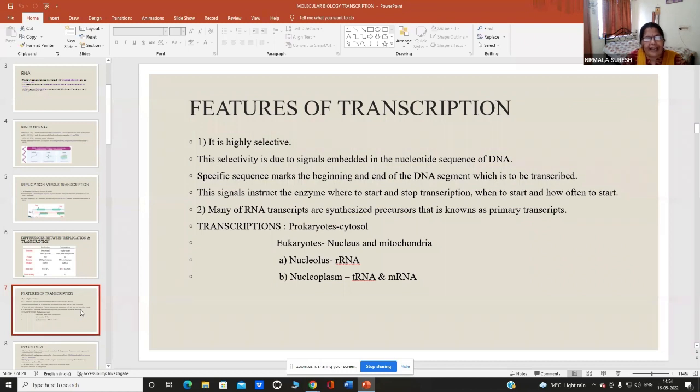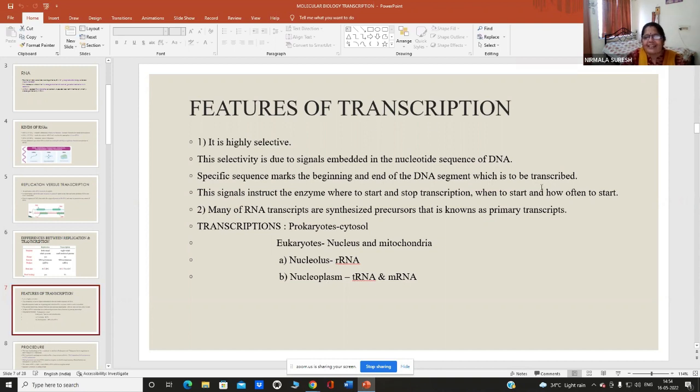Features of transcription: highly selective. In the sense, only a particular region in the DNA is copied. Selectivity is due to signals embedded in the nucleotide sequence of DNA. The entire 2.2 meters DNA need not be copied. One particular small stretch is copied. Specific DNA sequences mark the beginning and end of the transcription. Specific sequences marking the beginning and ending.